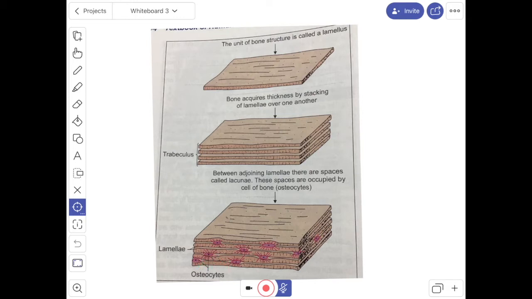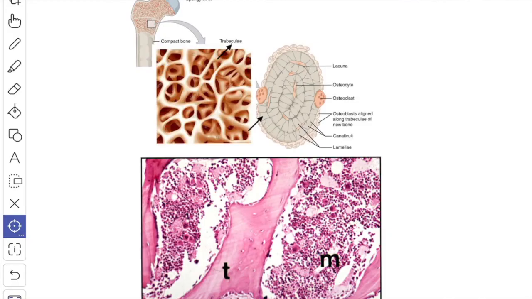The lamellar appearance of the bone depends mainly on the arrangement of the collagen fibers. The fibers of one lamella run parallel to each other, but those of adjoining lamellae run at varying angles to each other. Next, we'll see about the woven bone or the trabecular bone.